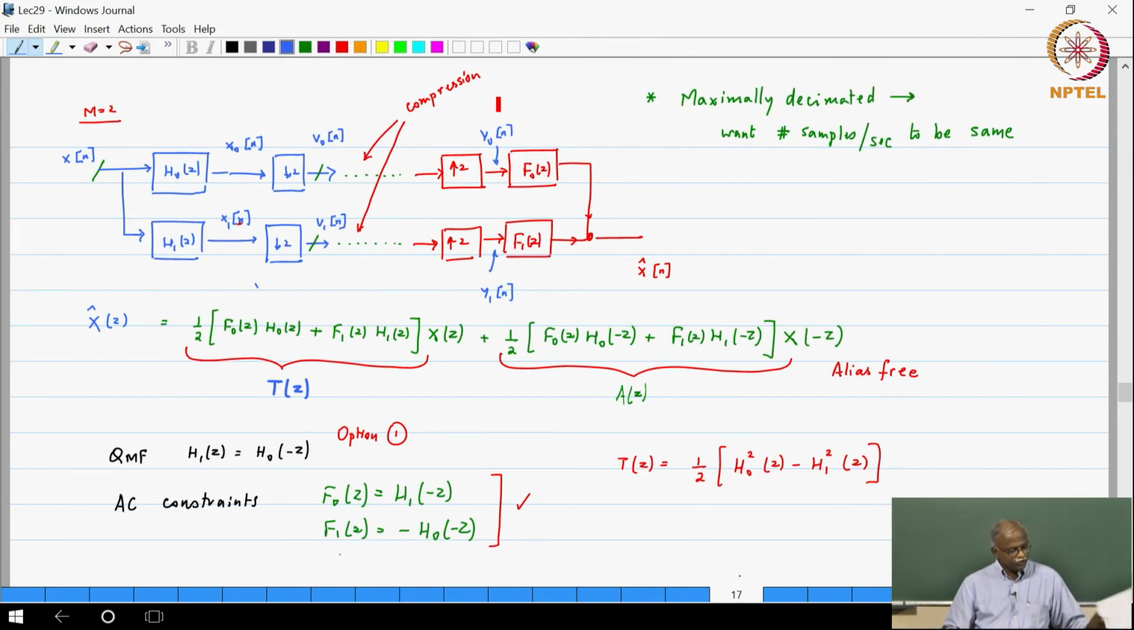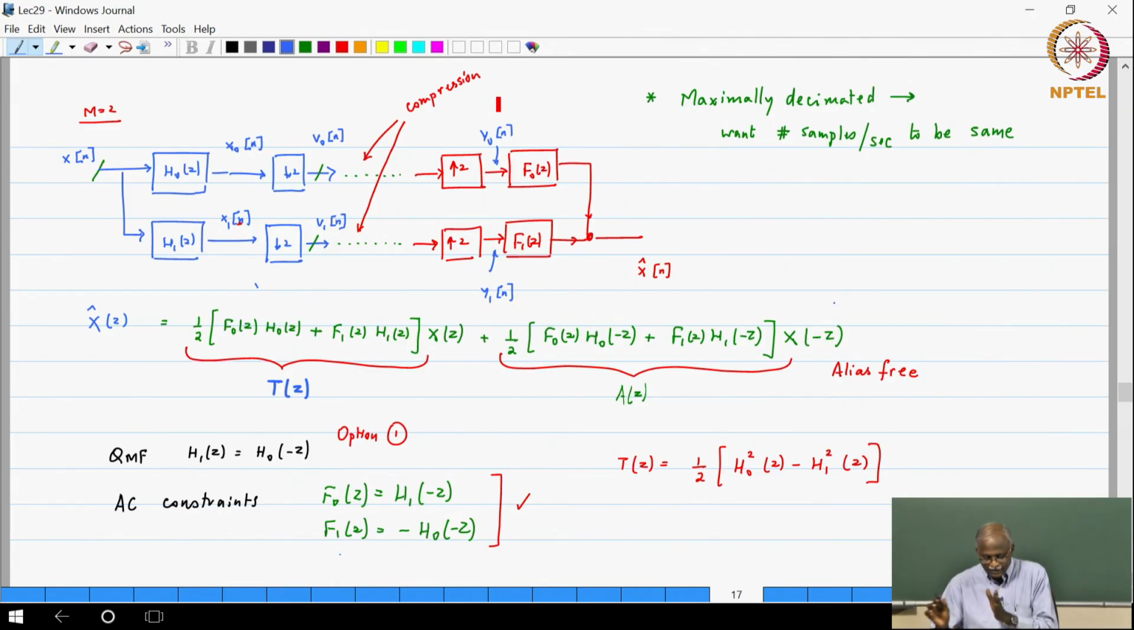Then we move on to the special case of the 2-channel filter bank. We have H0 and H1 as the analysis filters, downsampling by a factor of 2, followed by upsampling by a factor of 2, then the synthesis filters. It is very important that we are able to analyze it in detail and get the expressions. We represent the output x hat of z in terms of T of z times X of z, and another term which is a transfer function for X of minus z.